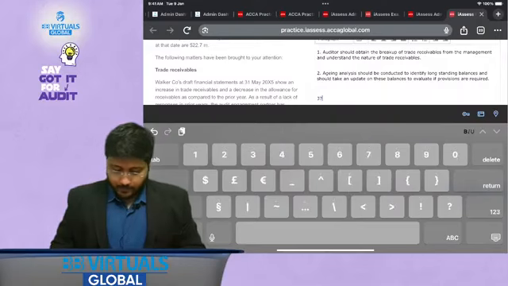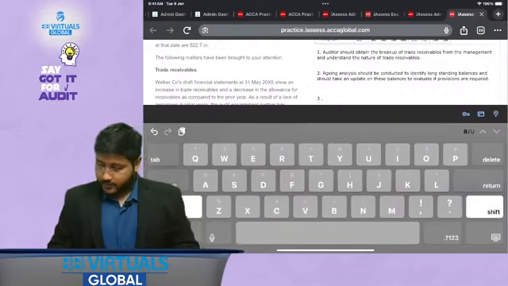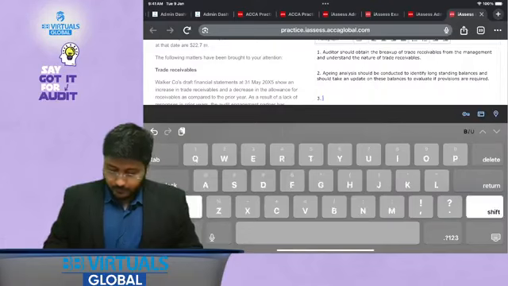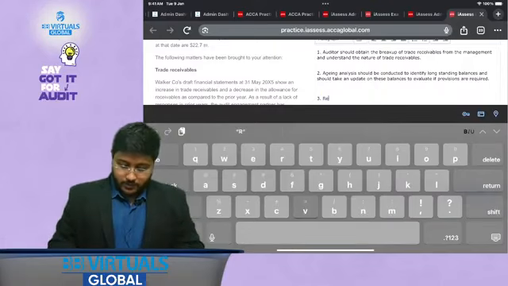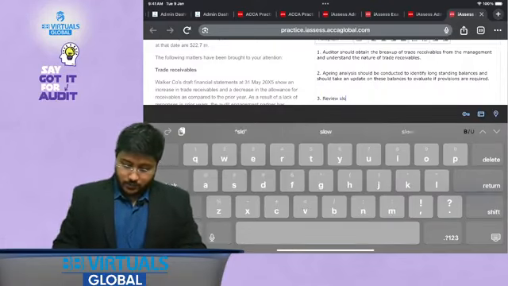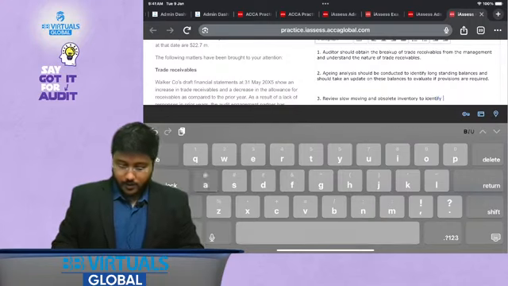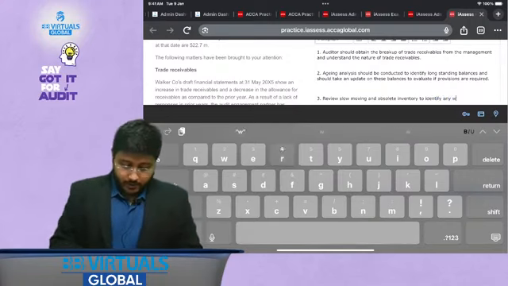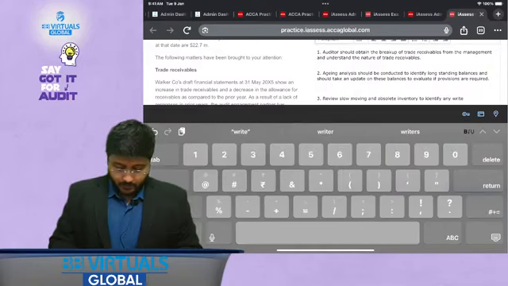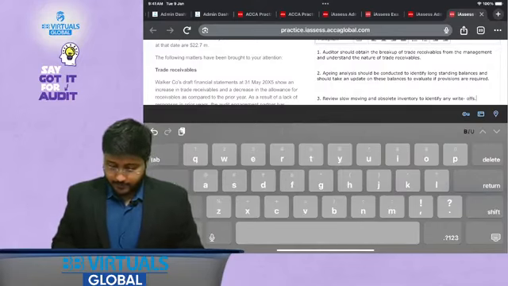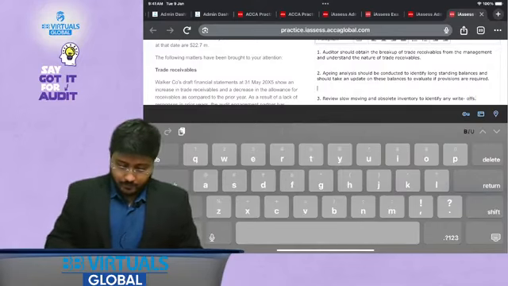Third thing is that we should do what? We should review slow moving and obsolete inventory to identify any write-offs which will impact the financial statements.